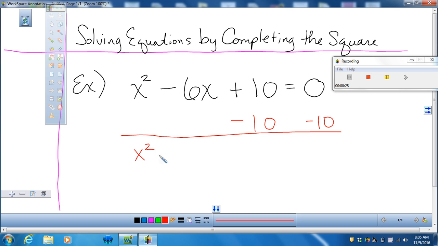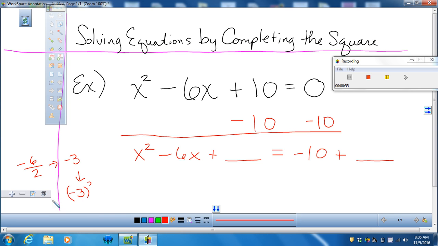Once we do that, I'm going to have x squared minus 6x plus some number equals negative 10 plus whatever that same number is. Now I'm going to take the middle term, which is the minus 6. I'm going to take half of it, so I divide it by 2, and I get negative 3. And then I'm going to square that. This is the number that I'm going to be adding to both sides. So I will be adding negative 3 squared, which is 9, to both sides.